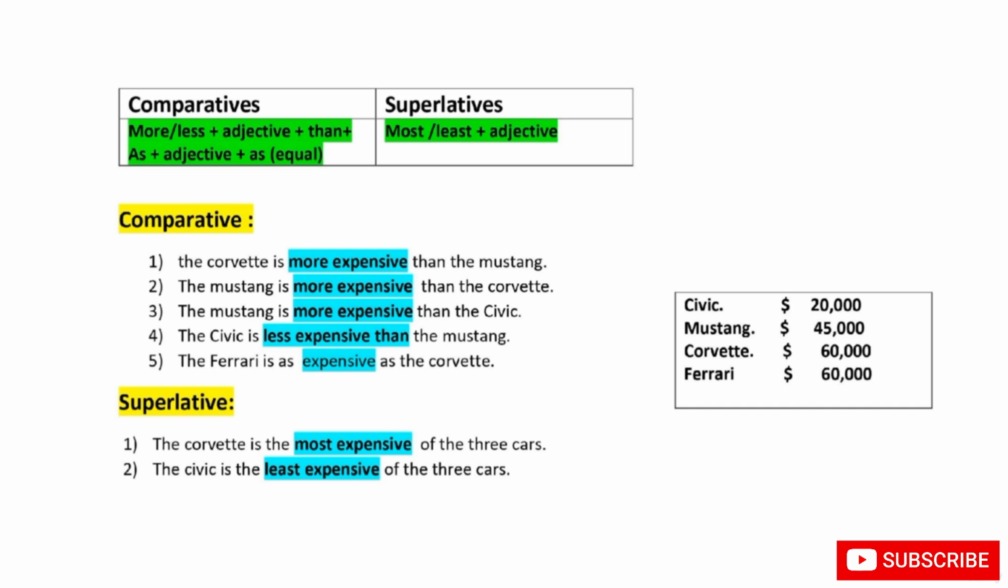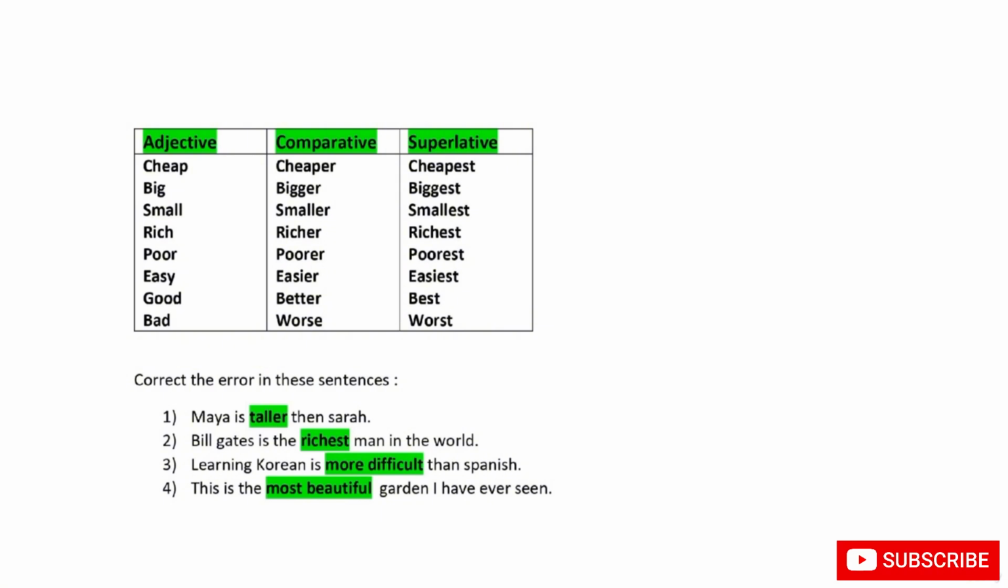So what kinds of mistakes do students make with comparatives and superlatives? Well, mistakes commonly occur in the ER, EST, and irregular forms of adjectives. With some adjectives, instead of saying more and most, we add the endings ER and EST. For example, we don't say more cheap, we say cheaper. And we say cheapest, not most cheap. In the same way, we have big, bigger, biggest, small, smaller, smallest, and so on.